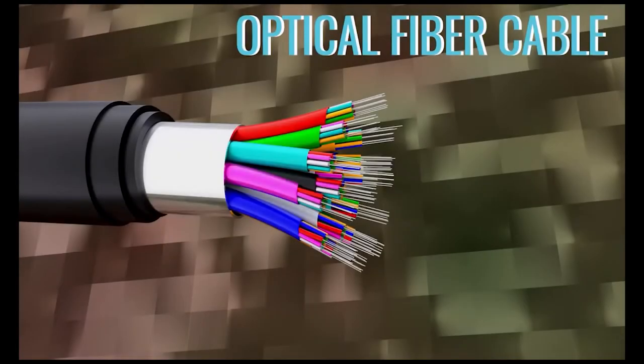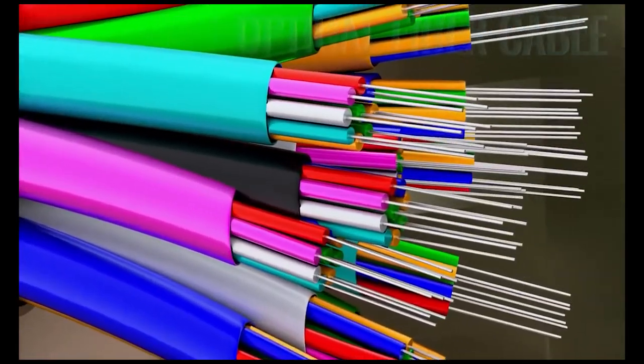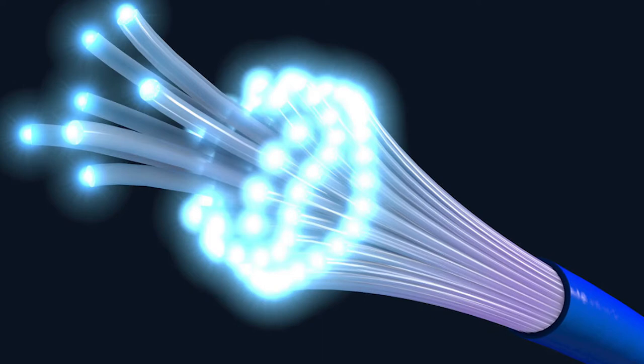Now let's talk about 5 parts of a fiber optic cable. Strands of glass are bonded together to make one single channel for light to travel, called a core. The diameter of the core dictates how much information can travel at once.